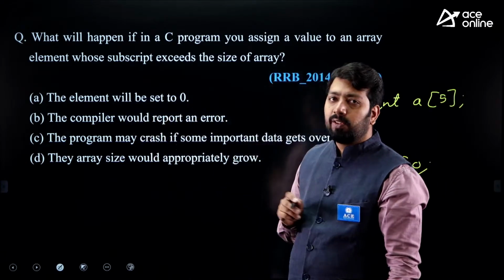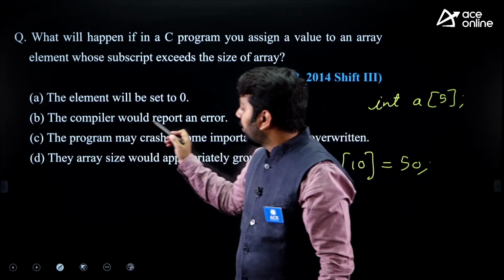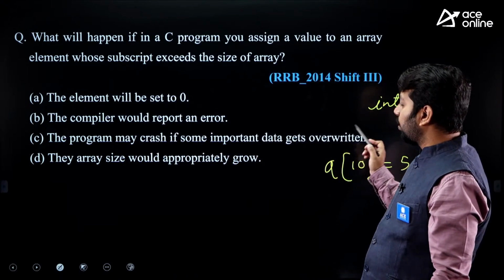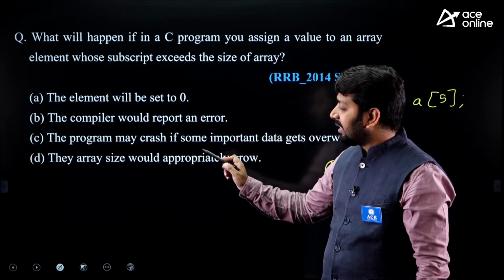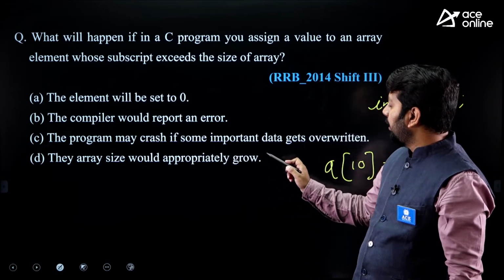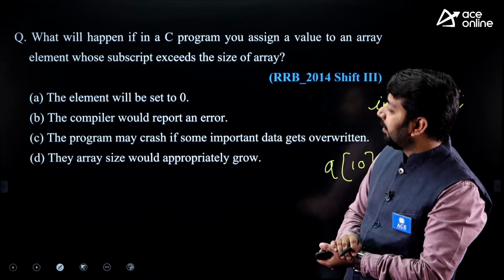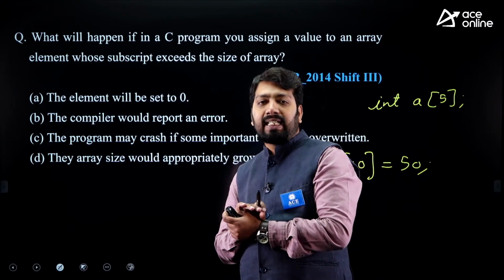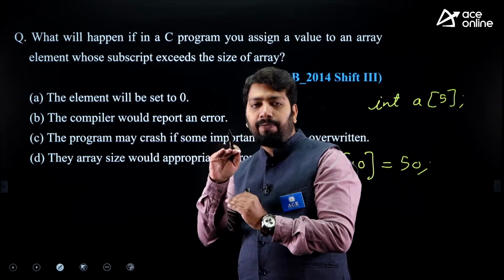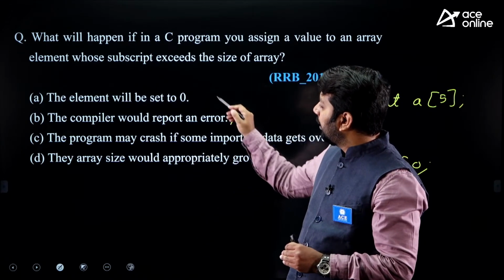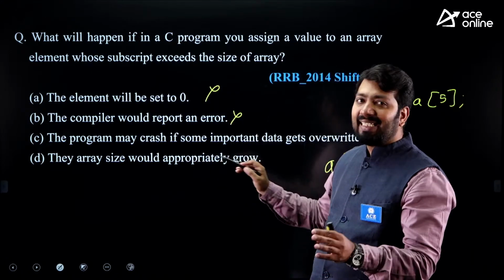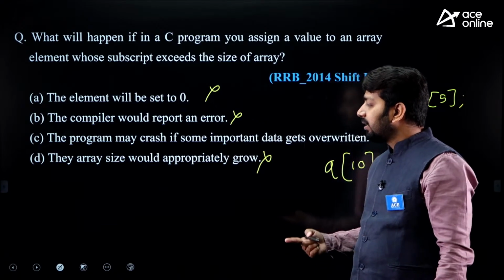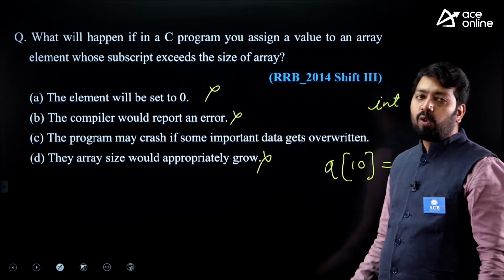The element will be set to 0. The compiler would report an error. The program may crash if some important data gets overwritten. The array size would appropriately grow. So what will happen? Look, our C compiler doesn't check boundaries of arrays. So this is not possible. It is also not possible. And array size cannot be changed. So it is not possible. Answer is C. Program may crash if some important data gets overwritten.